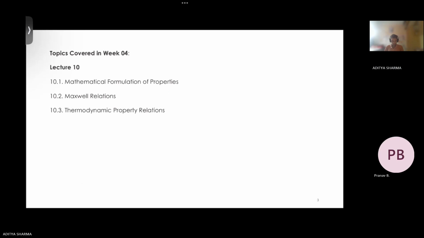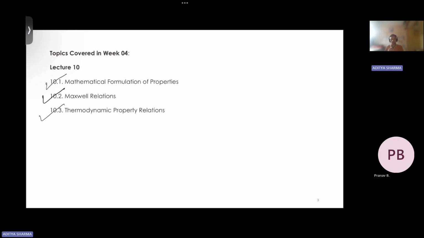Okay, so there is lecture 10, right? So majorly three topics, three headings, discussions have been done around three headings. First one is mathematical formulation of properties. Then second is Maxwell relations, and the third is thermodynamic property relations.